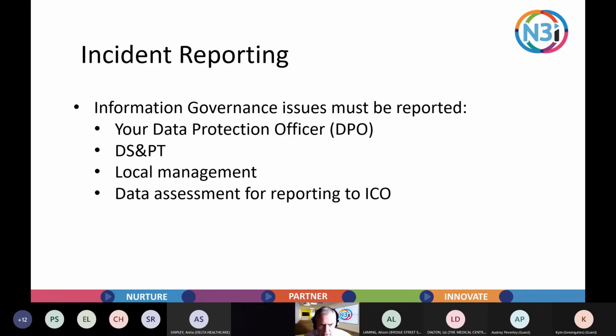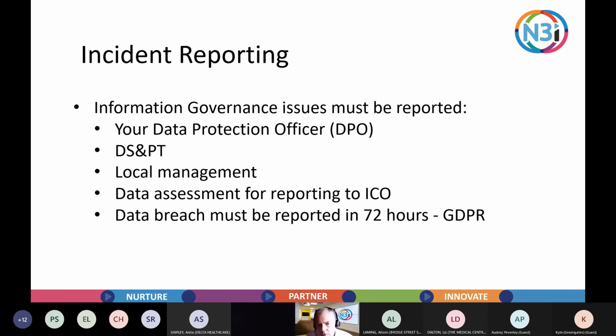I've just said the system does this data assessment as to whether it needs to be reportable to the ICO, because GDPR requires that all incidents are reported, but the ICO simply cannot cope with every single organization in the whole country reporting every single little data loss. So there has to be a level of filtering, which is why, for organizations that use the data security protection toolkit, you put your incidents through there and it does that filtering for you.